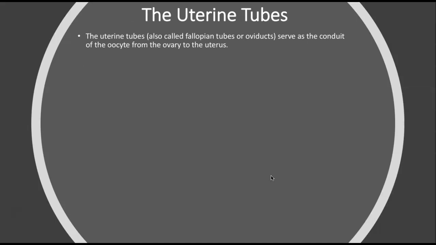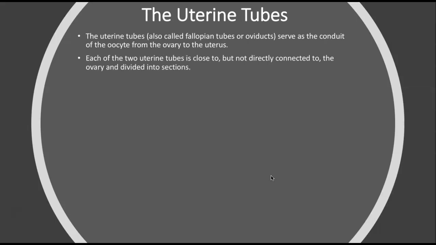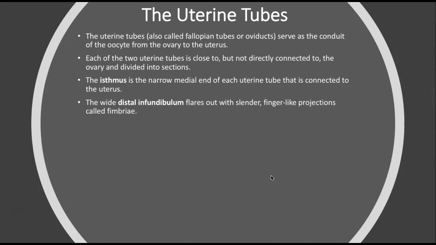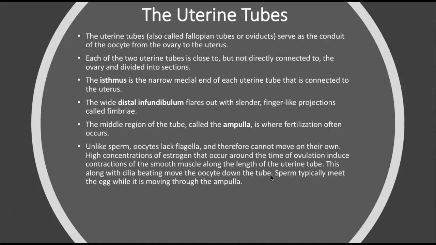Okay, so then we get ovulated into what are called the uterine tubes. They're also called the fallopian tubes or the oviducts, and they serve as the conduit of the oocyte from the ovary to the uterus. Each of those two tubes is close to, but not directly connected to the ovary, and it's divided into sections. The first is the isthmus. It's the narrow medial end of each uterine tube, and it's connected to the uterus. The wide distal infundibulum flares out with slender finger-like projections called fimbriae. And then the middle region of the tube, called the ampulla, is where fertilization often occurs. That's where the sperm and the egg cell meet.